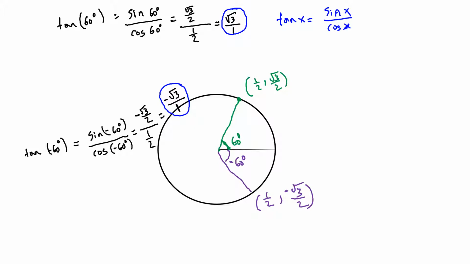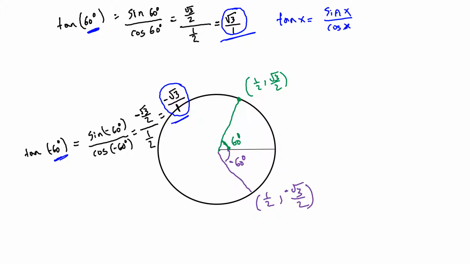What does that tell you about the tangent function? Well, these answers are not equal. So that means that our function is not even. It's an odd function. So in other words, if we input a positive value or if we input a negative value, the two answers that we get are opposites of each other. So tangent is an odd function.